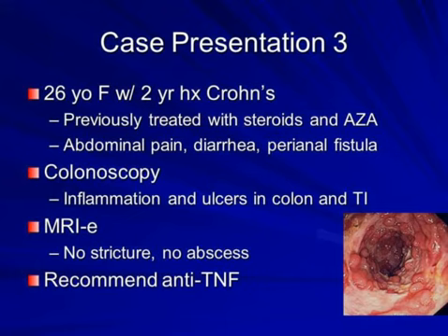So our third case. This is a 26-year-old female who has a 2-year history of Crohn's. She's previously been treated with steroids and azathioprine. She has abdominal pain, diarrhea, and a perianal fistula. Her colonoscopy reveals inflammation and ulcers, pretty severe, in the colon and in the terminal ileum. She has an MRI enterography that reveals no evidence of stricture and no abscess. And her doctor recommends that she should start an anti-TNF.